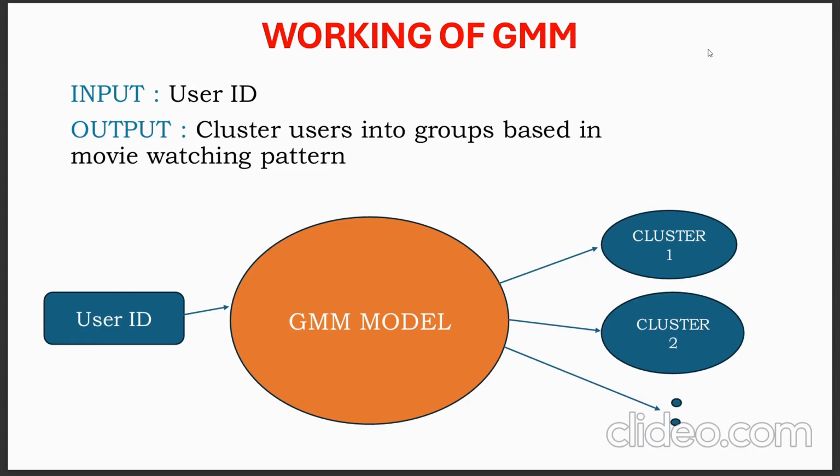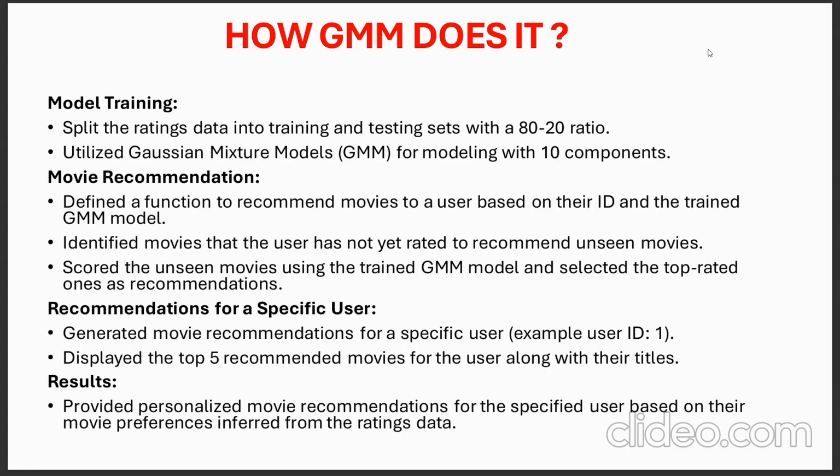Now we go to another algorithm, that is GMM. GMM basically takes a user ID and clusters users into groups who have similar movie-watching patterns, as can be seen in the diagram. Now we jump to how GMM does this. GMM uses a model with 10 components and defines clusters to find not-yet-seen recommended movies for the users, and then provides a recommendation and displays the top 5 recommended movies.